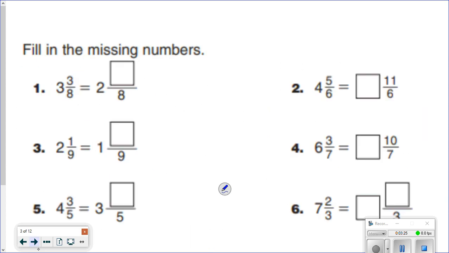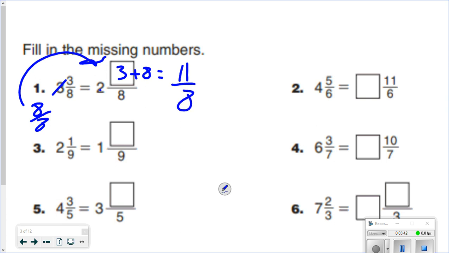Okay, fill in the missing numbers. So let's take a look here. I'm taking this 2, so this 3 gets reduced to a 2. What that means is I'm taking an 8 over 8 away, and I'm putting it into the fraction. I already have a 3 there, right? So I'm adding an 8 to this, so my answer is 11 over 8.